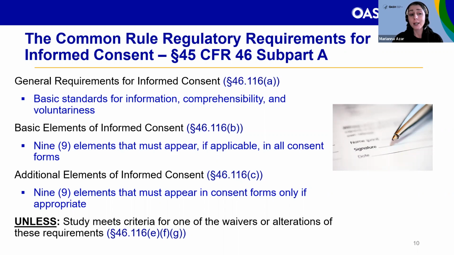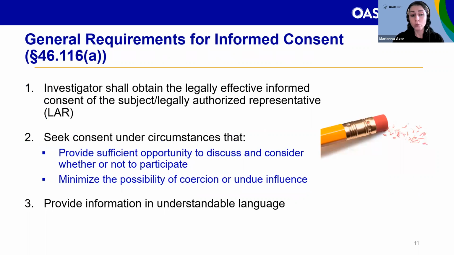They also outline 9 basic elements of informed consent that must, if it is applicable, appear in all consent documents, and 9 additional elements that must appear if they apply to the research at hand. The regulations also outline criteria under which a waiver or an alteration of these requirements may be sought and approved by an IRB. And I'm going to explain all of this in the slides that follow. Okay, so starting with the general requirements.